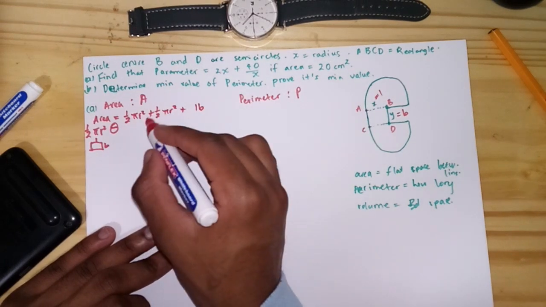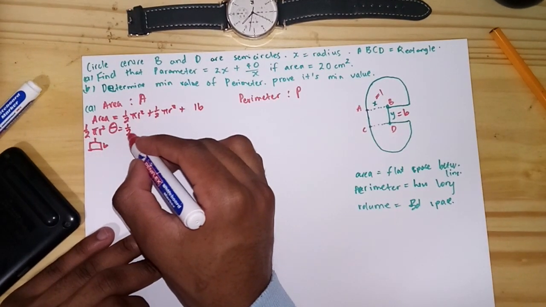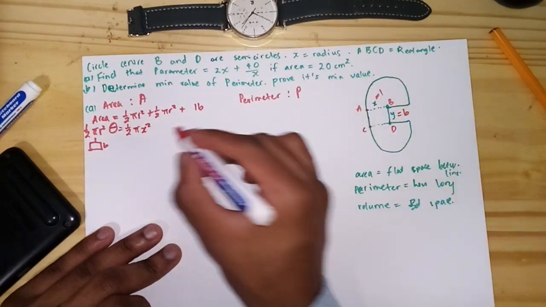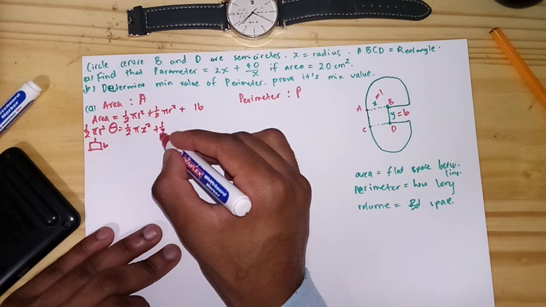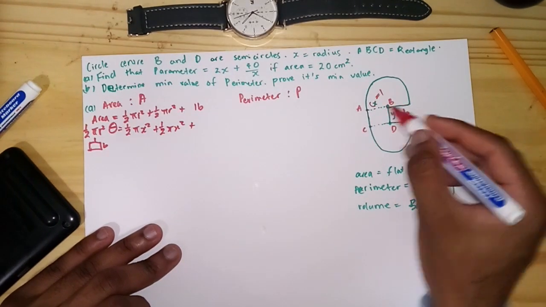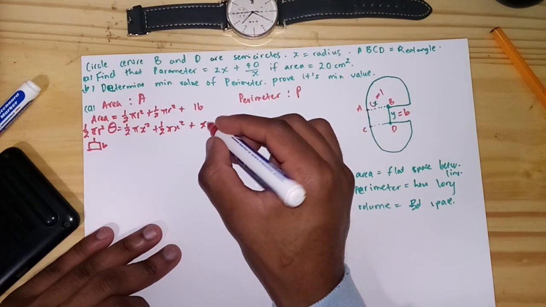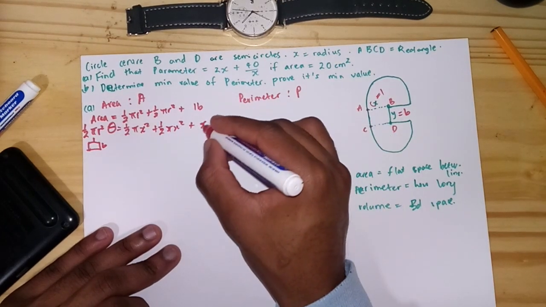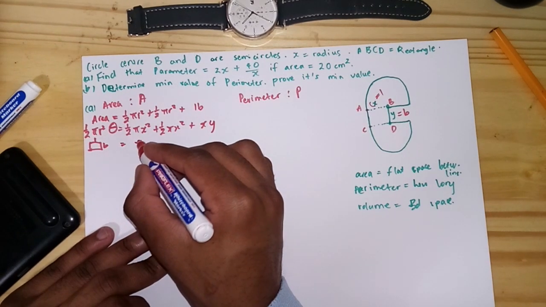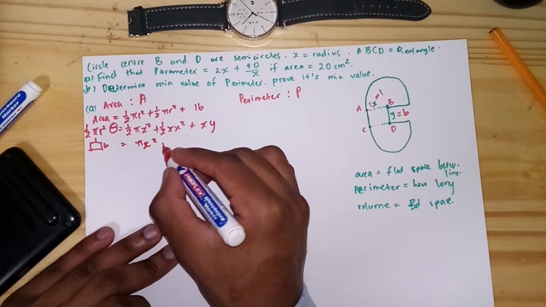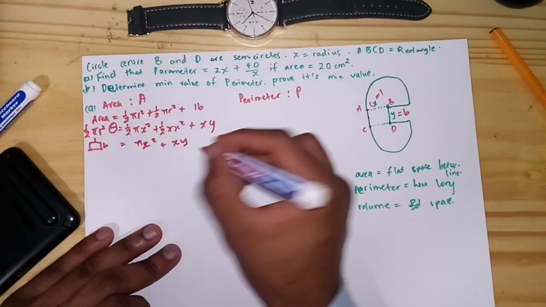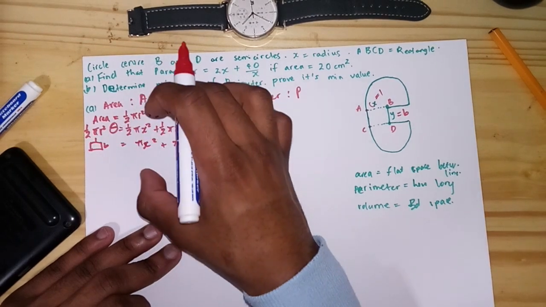Now we can just add these two, but let me write it down. So 1 over 2 pi x squared, because x is the radius, plus 1 over 2 pi x squared, plus what? x for length and y for breadth, so x multiplied by y. All of this can be written down as pi x squared plus xy. Don't do any simplification, you don't need to do that, just leave it over here. So that's the expression that you're sitting on right now.